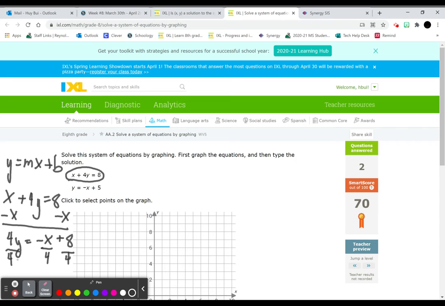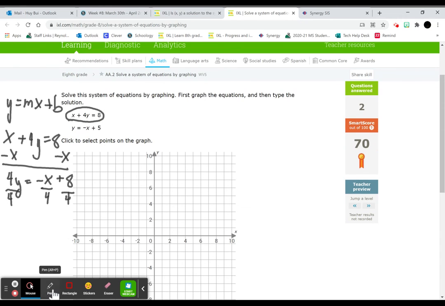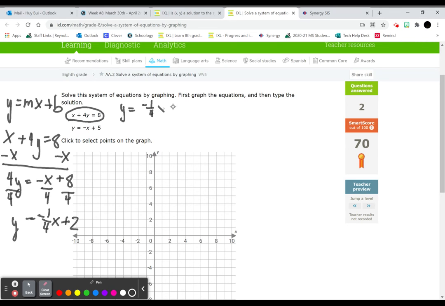So, I've got to scroll down just a little to give myself a little bit more space there. So the 4's cancel out, and then y equals negative, and there's a 1 in front of the x. -1/4 x plus 8 over 4, which is the same as 2. Okay, so there's our first equation: y equals -1/4 x plus 2.